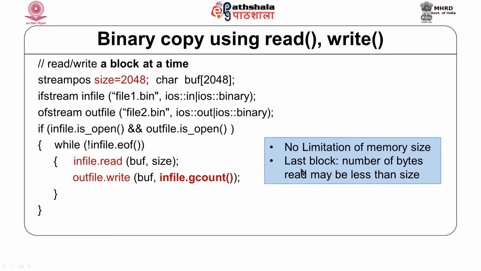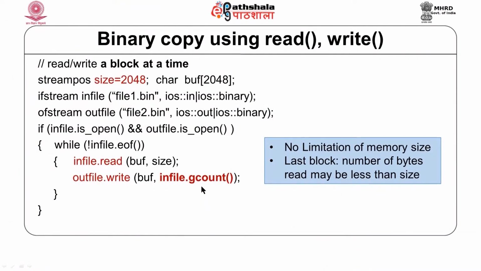Now, the problem may be when it is the last block. In the last block, it might not have 2048 bytes. So, in that case, it is better to use the gcount method instead of saying size here, because in the last block the number of bytes read may not be the same as 2048. So, in that case, it will write only those many characters which are read. The gcount method provides how many characters are read, how many bytes are read successfully in the read.